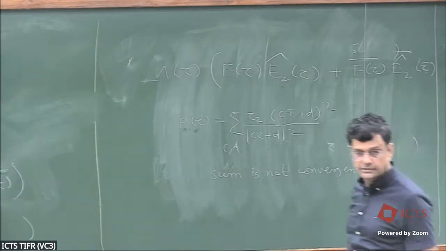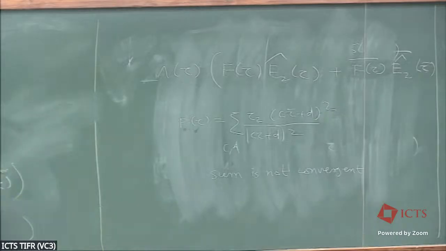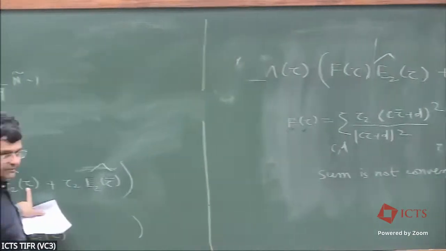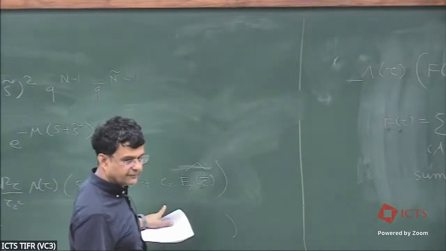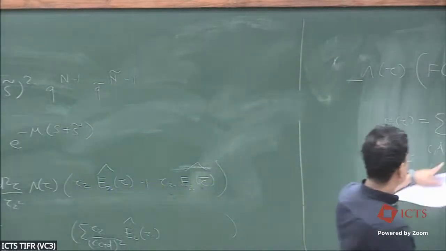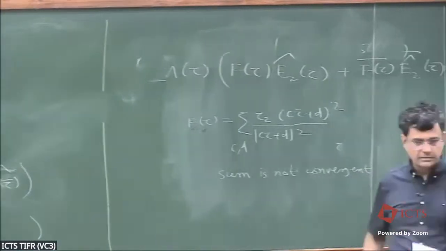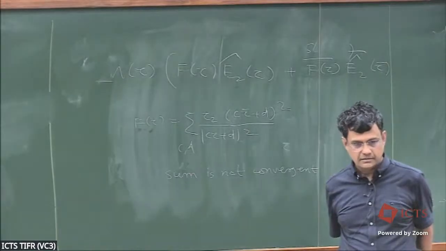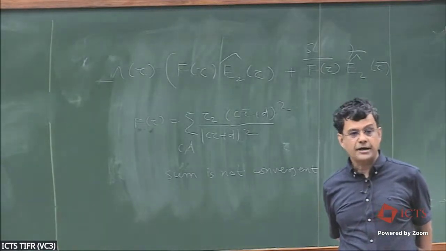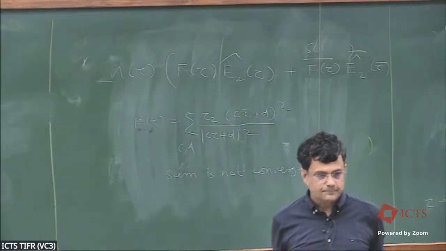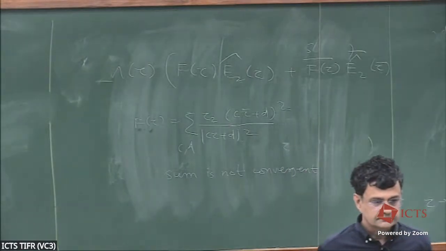Okay, let's follow. You had tau 2 E2 hat and tau 2 E2 hat bar. These two terms become opposite phase, exactly right. But this transforms also in the opposite way compared to this. That's the difference: tau 2 always gives the same transform. So in one term, you are getting (C tau plus D) square over |C tau plus D| square. In the other term, you are getting (C tau bar plus D) square. So it's not individually modular. The sum is not modular.